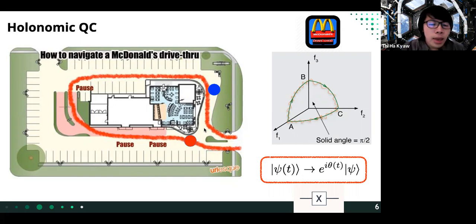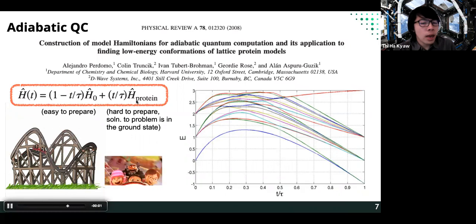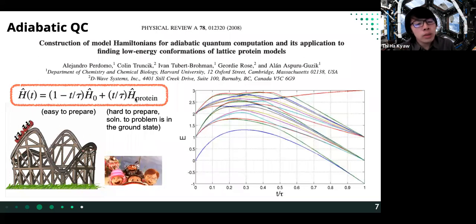Okay, with that, let me move on to another type of quantum computation. This is called adiabatic quantum computation. Here you have two different kinds of Hamiltonian. The ground state of one Hamiltonian is very easy to prepare experimentally. Then you have another Hamiltonian which is hard to prepare experimentally, and the ground state of this Hamiltonian encodes the solution of the problem that you want to solve.